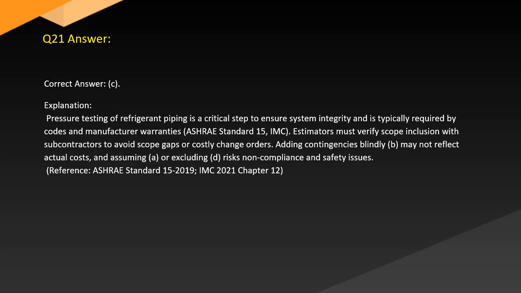Answer. Correct answer, C. Explanation. Pressure testing of refrigerant piping is a critical step to ensure system integrity and is typically required by codes and manufacturer warranties, ASHRAE Standard 15 Inc. Estimators must verify scope inclusion with subcontractors to avoid scope gaps or costly change orders. Adding contingencies blindly, B, may not reflect actual costs, and assuming, A, or excluding, D, risks non-compliance and safety issues. Reference: ASHRAE Standard 15-2019 Inc. 2021, Chapter 12.